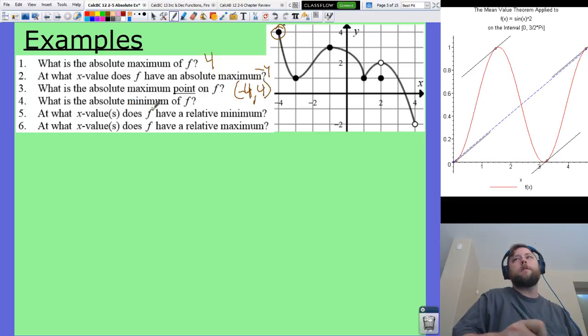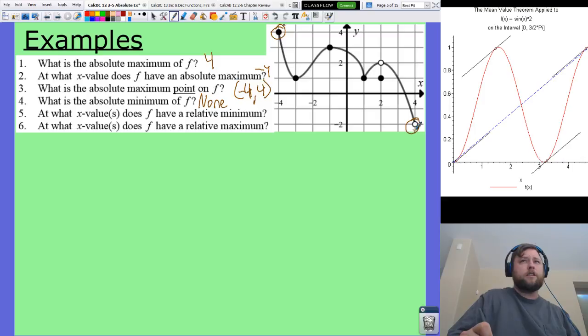What's the absolute minimum of f? We have to look around here, and this is kind of weird. The absolute minimum looks like it's right here, but this is a weird case where we don't actually have a point right here. We do not have an absolute minimum of f. You might ask, would these be minimums, or this one? But since it's approaching negative 2 and doesn't actually reach it, this is a funky case where we don't have a minimum. It doesn't happen too much.